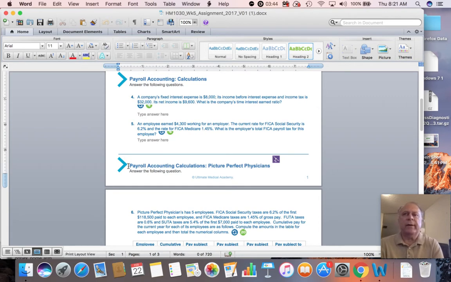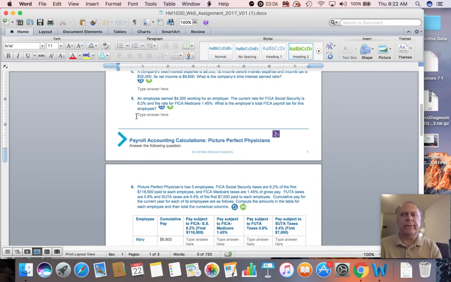So it's always good practice when you're doing a calculation to write the formula first. So for question 4, look up the times interest earned ratio and write that down. The next step then is to substitute the numbers for the items in the formula, and then finally do the math. This way, if you just make a math error, I can give you some partial credit because you demonstrated you understood what the task was here. So write down the formula, substitute the numbers, and then do the math.